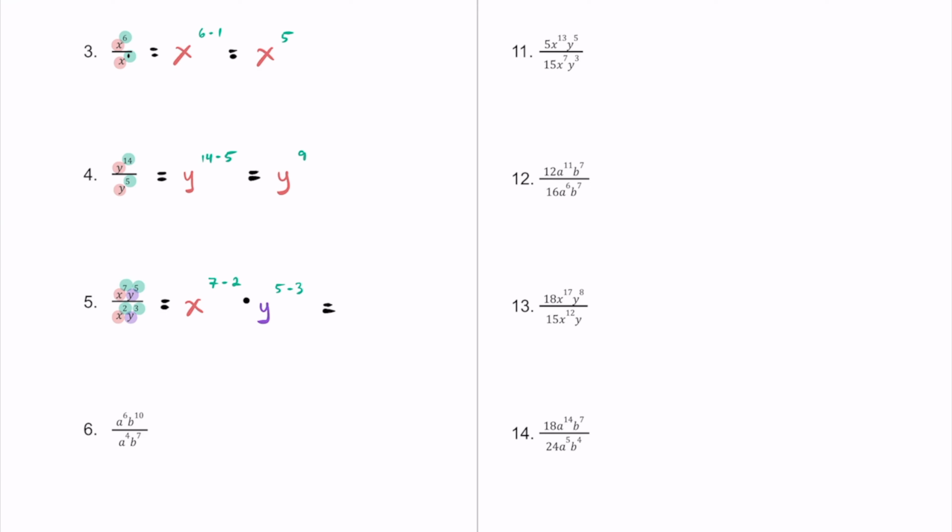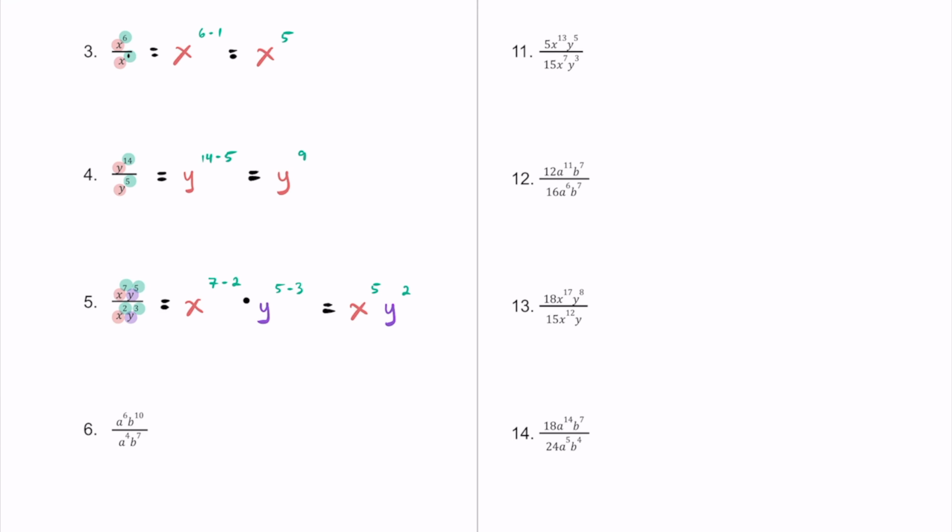Simplifying this a bit, we can just go ahead and write this is going to be x to the 7 minus 2 power, which is going to be to the 5th power, multiplied by y. So I'm going to just write y, and then 5 minus 3 power is going to be to the 2nd power. So x to the 5th power times y to the 2nd power would be our simplified expression.